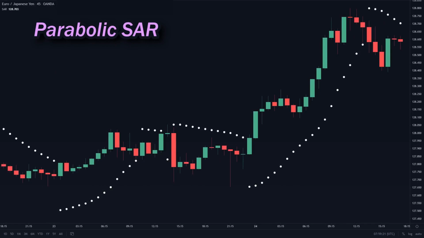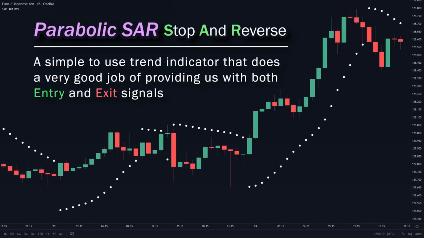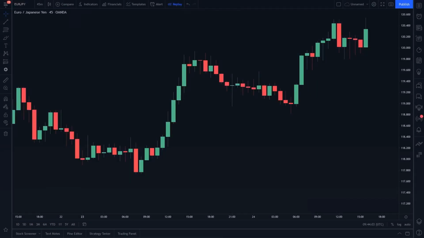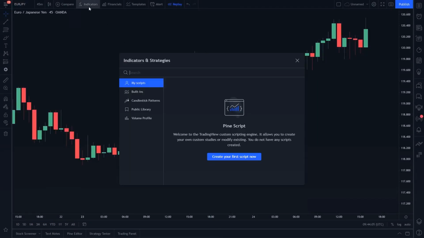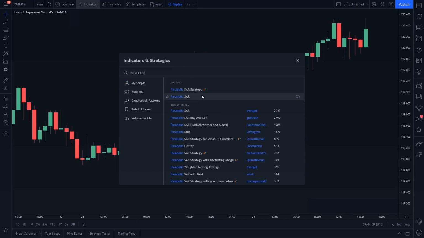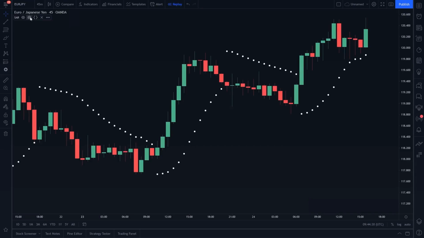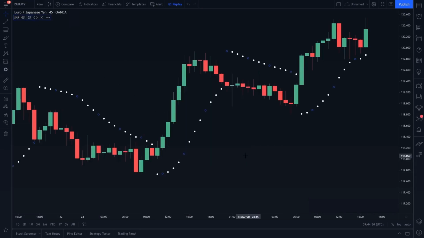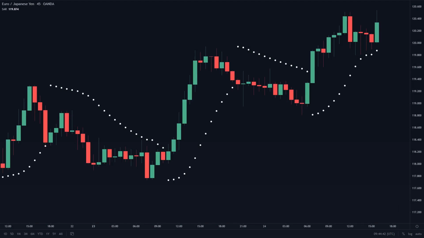The Parabolic SAR, also known as the Parabolic Stop and Reverse, is a simple to use trend indicator that does a very good job of providing us with both entry and exit signals. So first, let's apply it onto our chart. You go to the indicator section, type in Parabolic, and click the one that says Parabolic SAR. Now for the settings, I prefer to leave it as it is and just use the default settings. And so here's how the indicator would look.